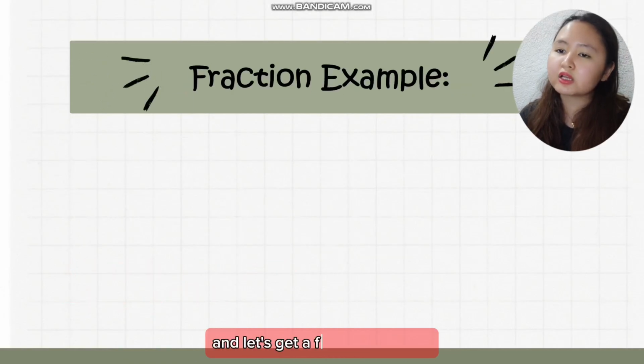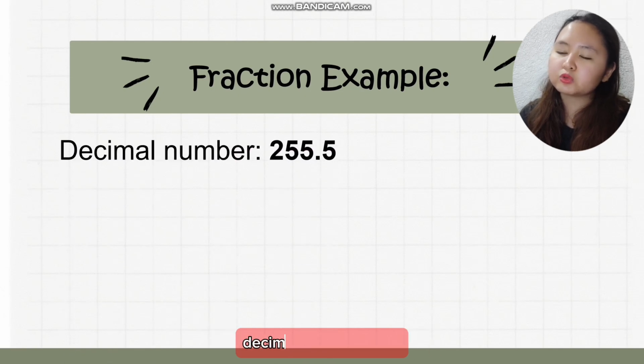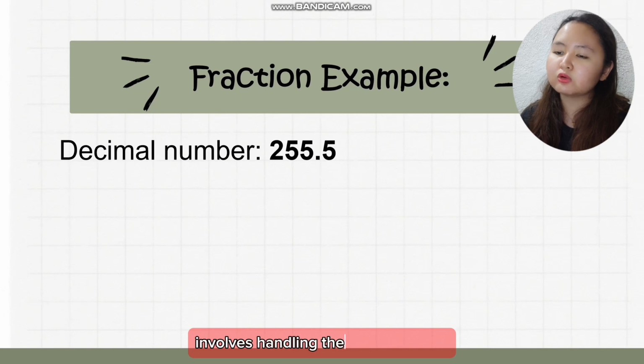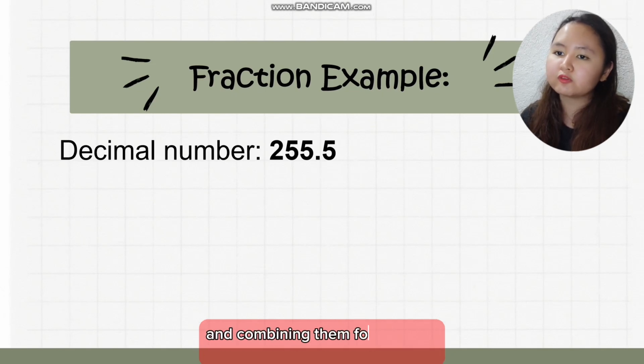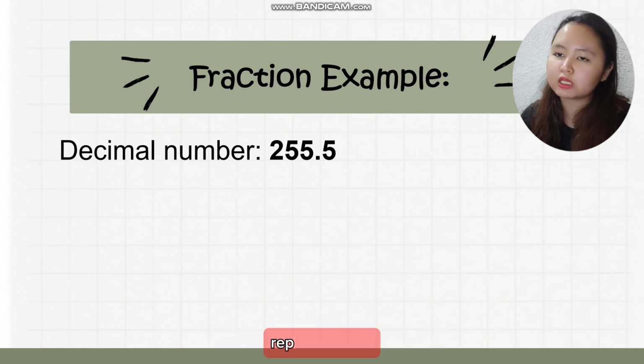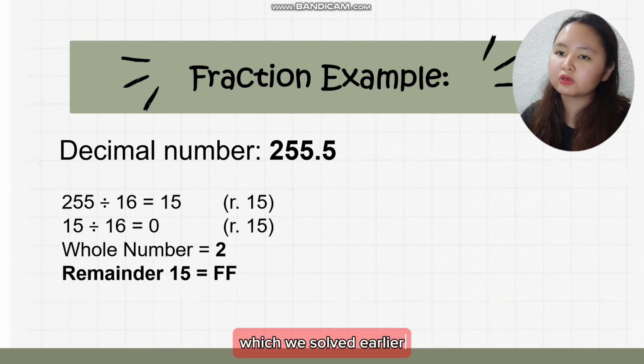And let's get a fraction example. Decimal number 255.5. The process involves handling the whole number and the fractional parts separately and combining them for the final hexadecimal representation. The 255, which we solved earlier with the two remainders 15, equals FF. Now let's solve its fractional part, 0.5.